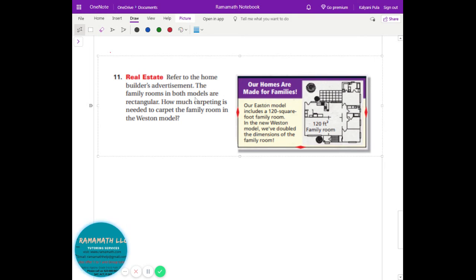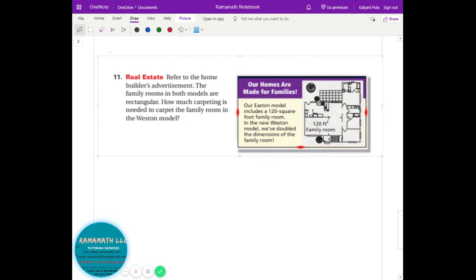Now, if you look at this, refer to the home builder's advertisement here. The family room in both models is rectangular. So how much carpet is needed to carpet the family room in the Western model? So the Eastern model includes a 120 square feet family room. And in the new Western model, they double the dimensions of the family room. So they double the dimensions. So we need to know how many square feet are going to be needed.